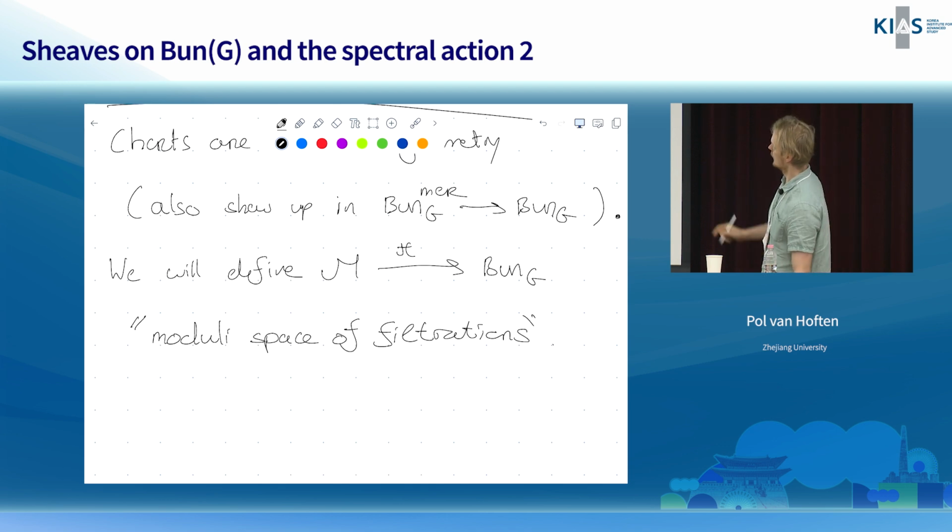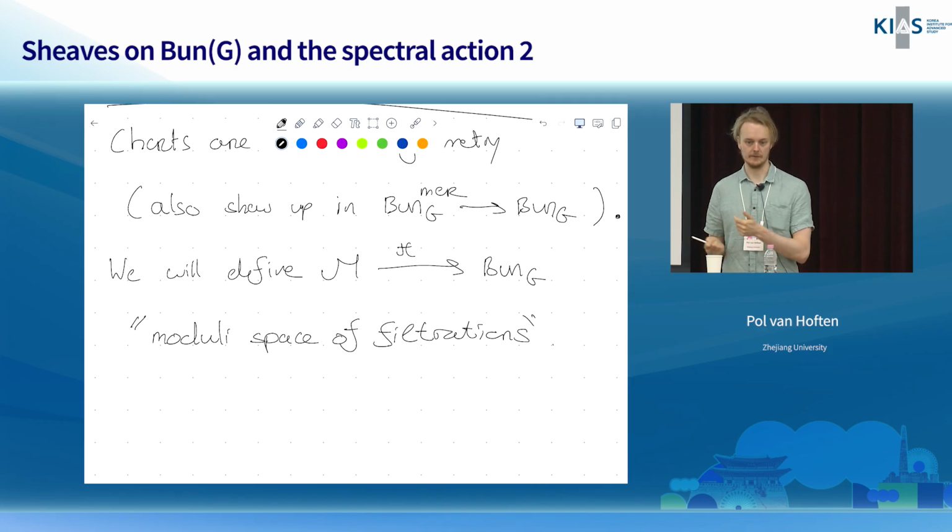Okay, so on the right-hand side, I have G-bundles. You could think of this, suppose that G is GL_n, I have rank n vector bundles. And then on a vector bundle, of course, I can consider a relative Grassmannian or something, right? So I can consider the moduli space of filtrations on this vector bundle. And that's more or less what we're going to do.